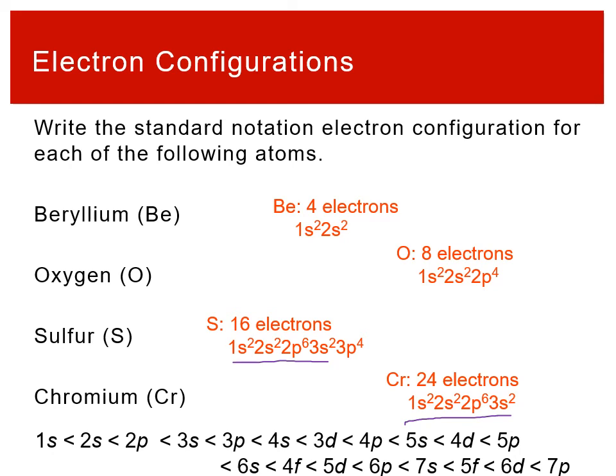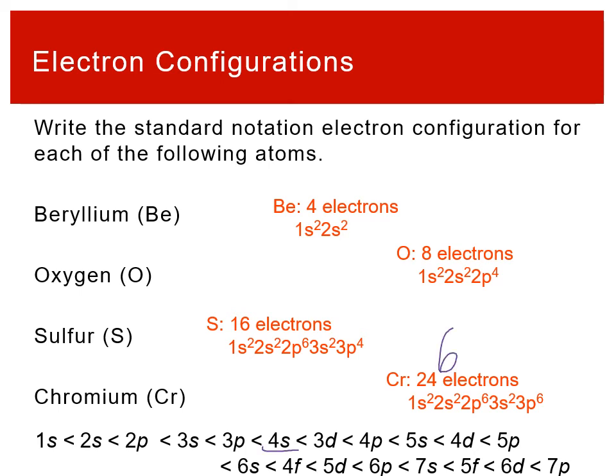That gets you to a total of 12. Chromium has 24 electrons, so we need 12 more. So we ask that question. The next highest is 3p. That can hold 6. We need more than that, so we're going to fill up that 3p6. So then we're now sitting at 18 total. We need to do 6 more.